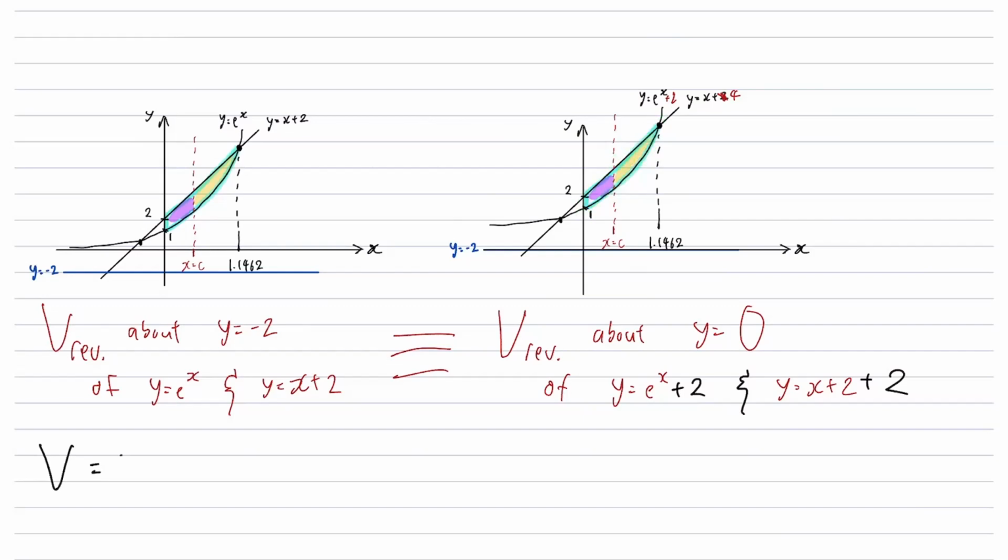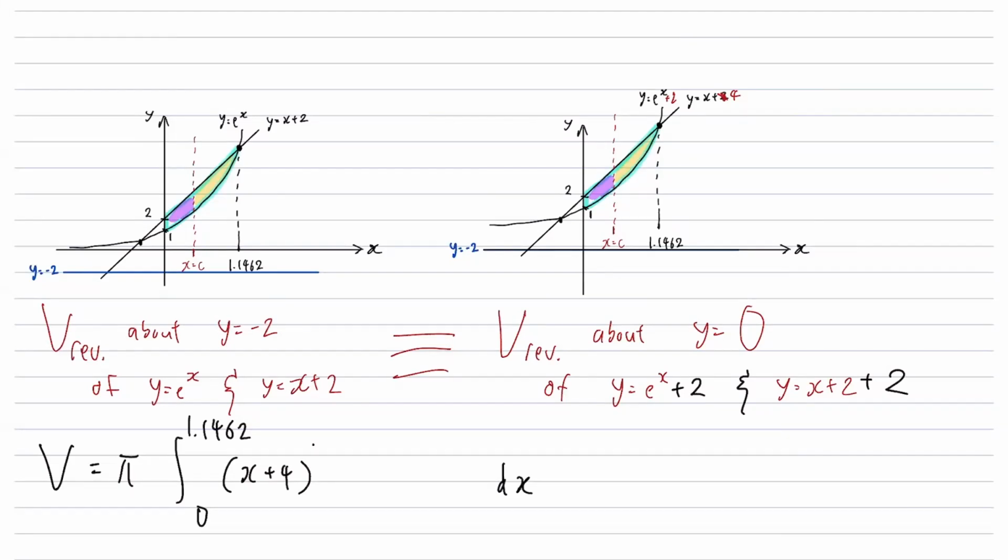So V will be equal to pi times integral. What's the limit? 0 to 1.1462. Yep, correct. So 0, 1.1462. What's inside? The x plus 4, the other one. Close bracket.